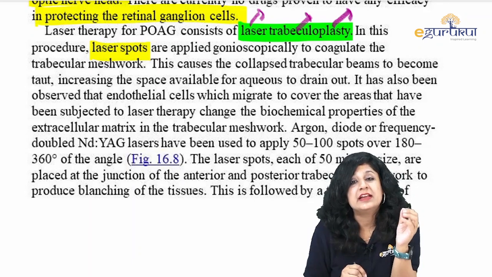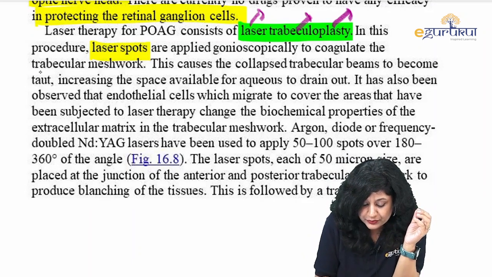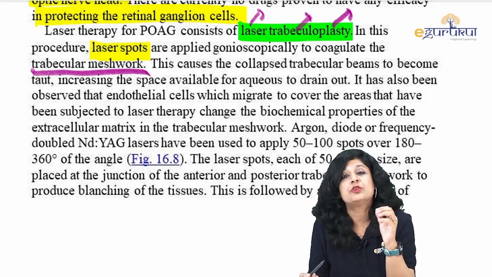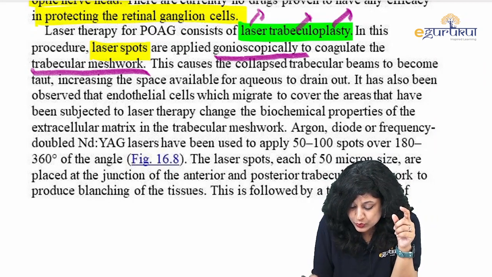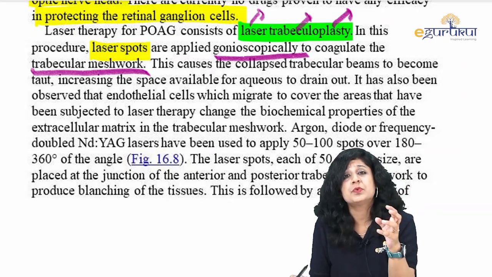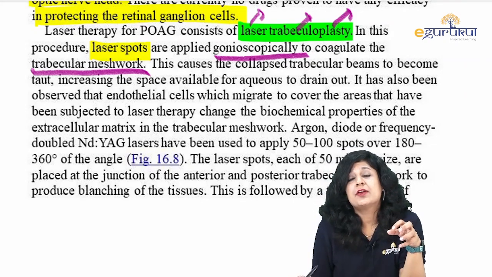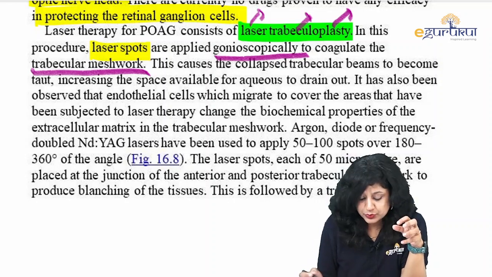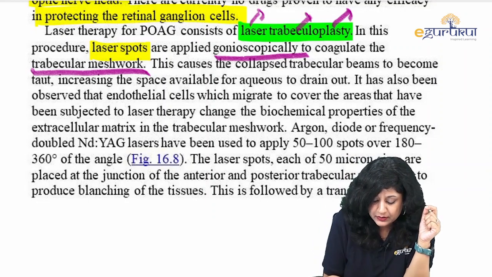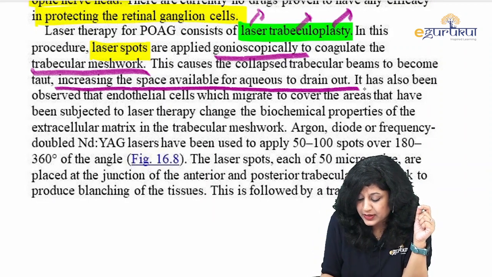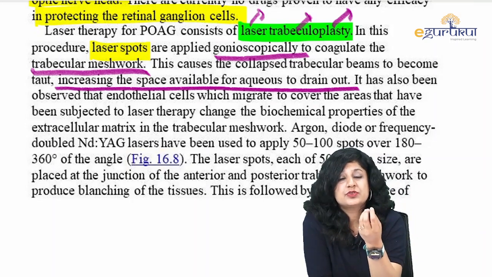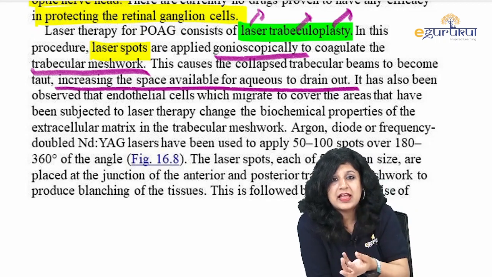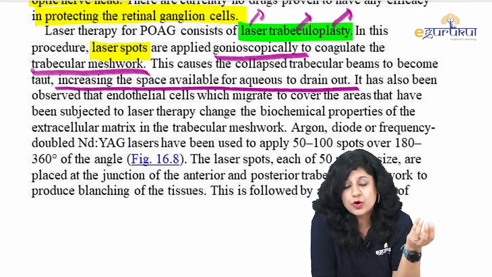So we are applying the laser spots on the trabecular meshwork, and we know that the trabecular meshwork is a part of the angle of the anterior chamber, so we have to give it gonioscopically. What we are actually doing is coagulation of the collagen there. Due to this we are increasing the space available for the aqueous. We are burning that collagen so that the sclerosis is opened and we have increased space for the flow of the aqueous humor.